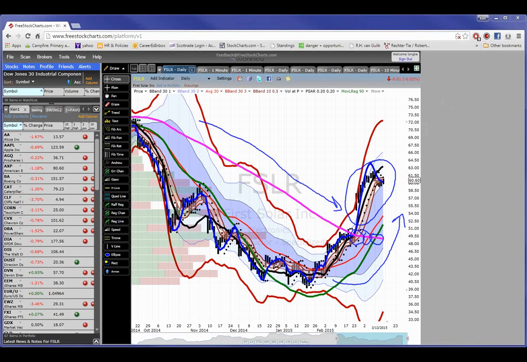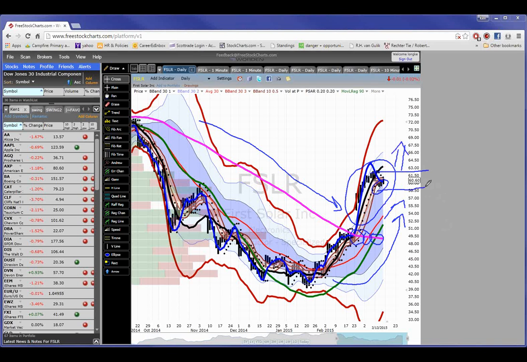So you can see in FSLR that the river has turned. It's sloping upward. The Dragon is out of the river. The fact that it has held here at the edge of the river, I take to be a strong vote of confidence. If it can get above 63, then off it goes.